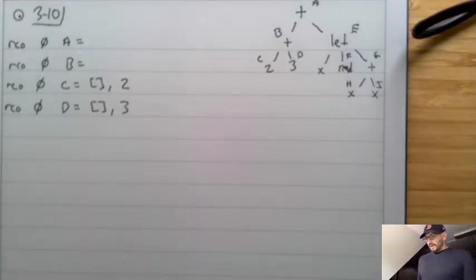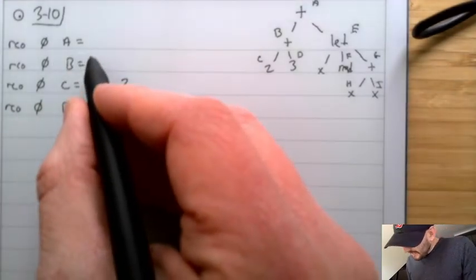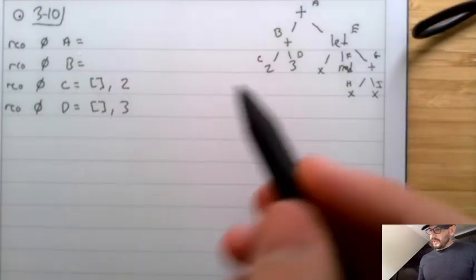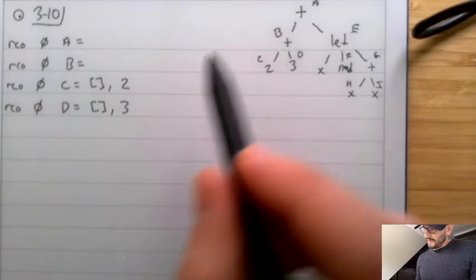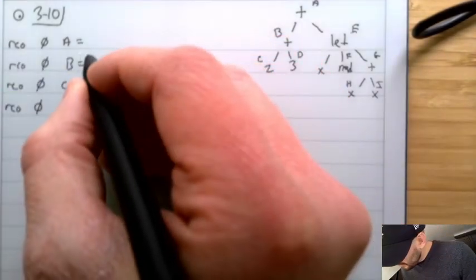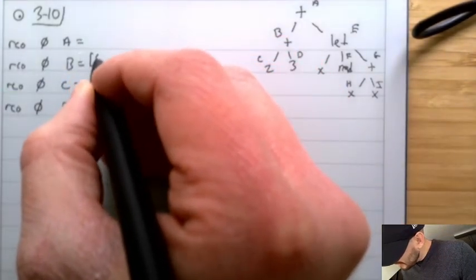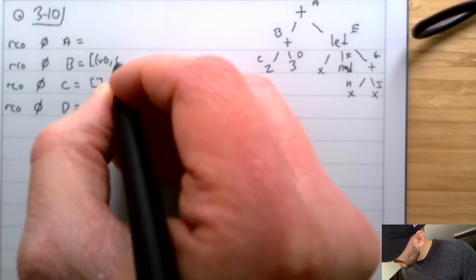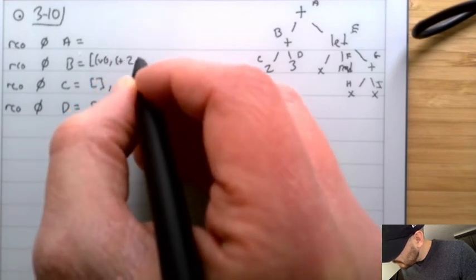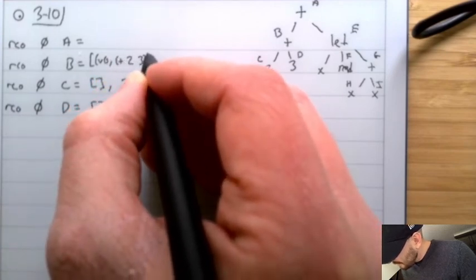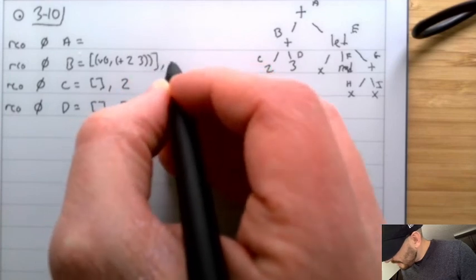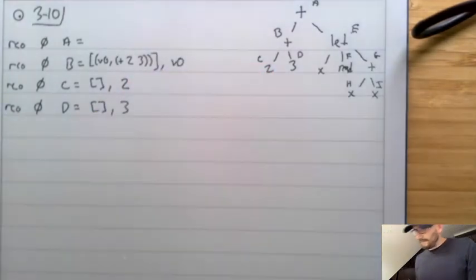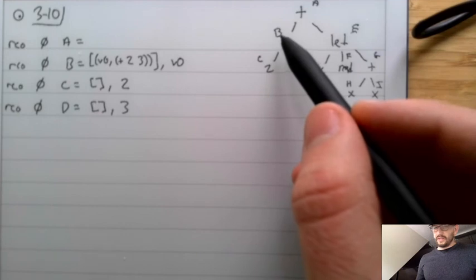Okay. Well, that means that we're going to get a new variable up here, because we now know what RCO on B is going to return. It's going to return a mapping that says V0 is equal to plus of 2 and 3, and then V0. That's what RCO empty and B is going to return.